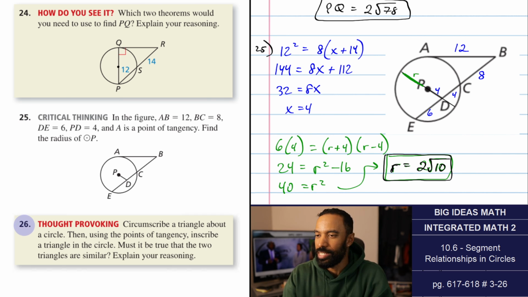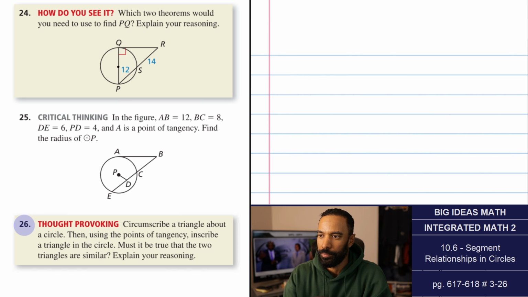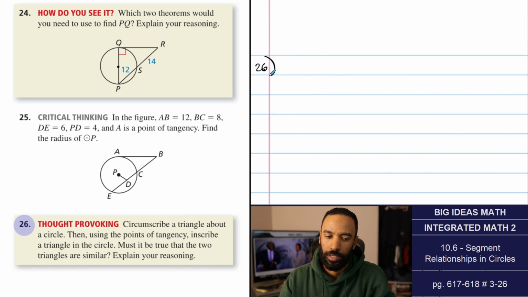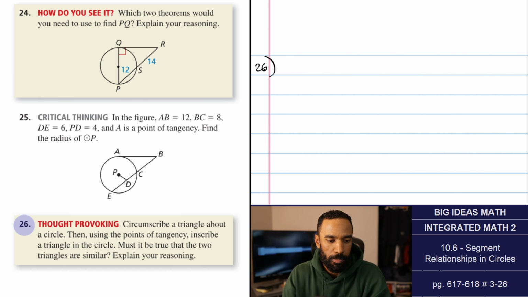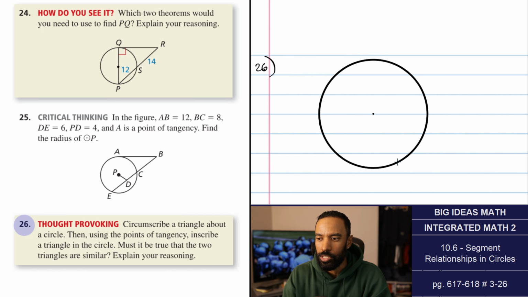Let's go to number 26 on thought-provoking. Circumscribe a triangle about a circle. Then using the points of tangency, inscribe a triangle in the circle. Must it be true the two triangles are similar? Explain your reasoning. No, I don't think so. Maybe. Let's kind of start with that.